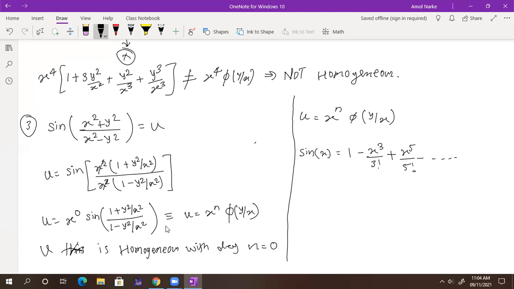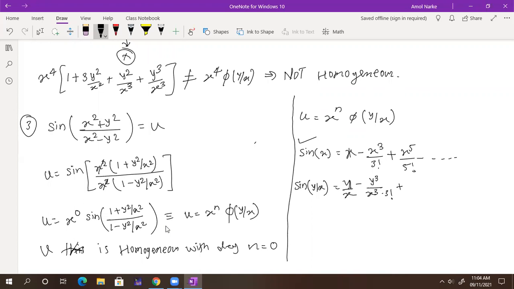But what if I write sine of y divided by x? So what happened here? What is y divided by x here? It is y divided by x minus y cube divided by x cube into 3 factorial. What is the degree of that term? It is 3 minus 3, 0. If you take x common, you will get y divided by x.